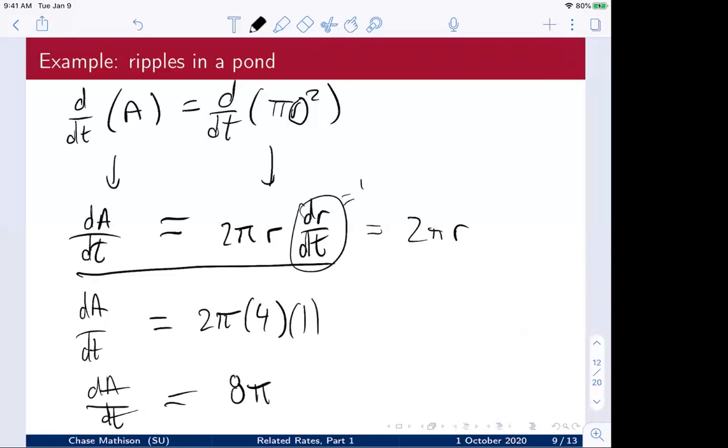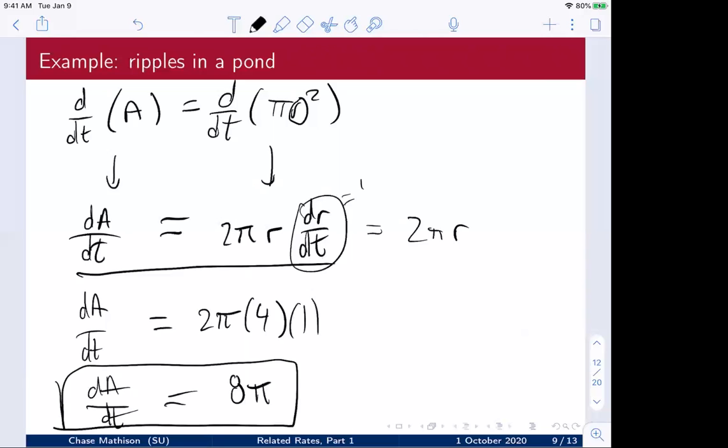So whatever the radius is, the area is growing faster and faster the bigger the radius gets. Even though the radius is increasing at a constant rate, the area is getting bigger faster. Okay, so that's a pretty fun little fact. But all of that to say that our final answer in this problem is dA/dt, the rate of change of the area, is 8 pi.